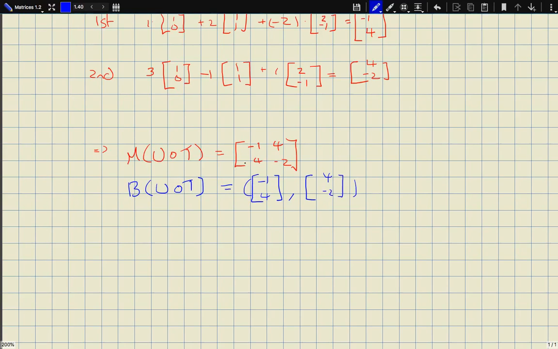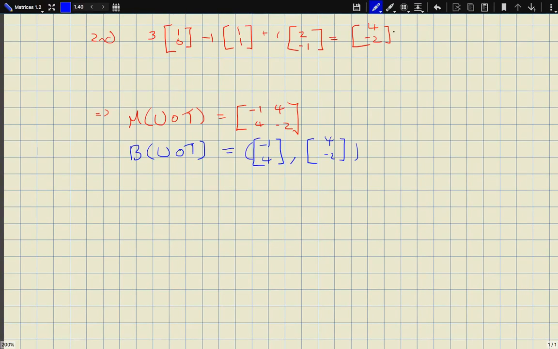And so you can see how this matrix of u of t is actually just the compact representation of the transformation. So here we could even say that u of t takes xy to x times the first of its basis vectors, -1, 4, plus y times the second of its basis vectors, 4, -2.